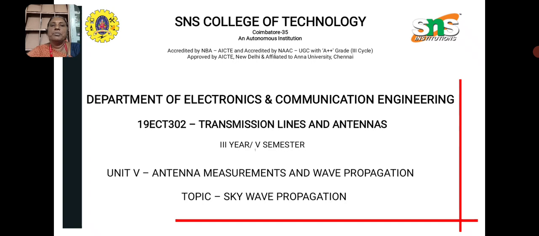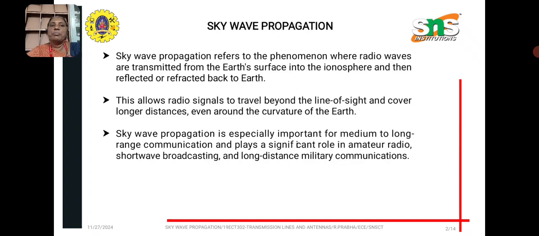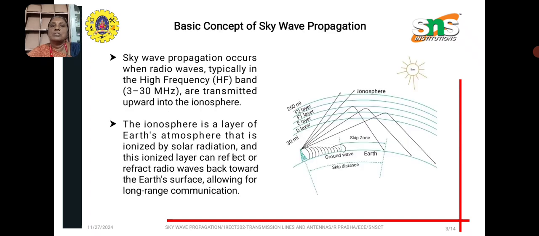In this video, we will discuss the topic on skywave propagation. Skywave propagation refers to the phenomenon where radio waves are transmitted from the Earth's surface into the ionosphere and then reflected or refracted back to the Earth. This allows radio signals to travel beyond the line of sight and cover longer distances, even around the curvature of the Earth. Skywave propagation is especially important for medium to long range communication and plays a significant role in amateur radio, shortwave broadcasting, and long distance military communications.